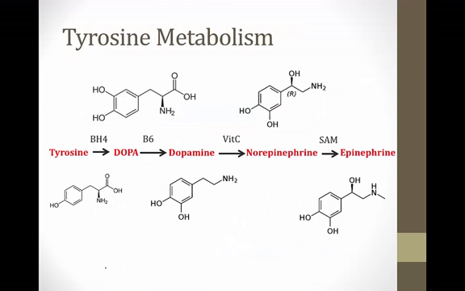So if we go back to the pathway of tyrosine metabolism, we talked about how tyrosine was converted to DOPA, and that required the cofactor tetrahydrobiopterin. DOPA was converted to dopamine, requiring the cofactor vitamin B6. Dopamine goes to norepinephrine, and that's the unusual use of the vitamin C. And then finally, norepinephrine can be converted to epinephrine using the cofactor S-adenosylmethionine.